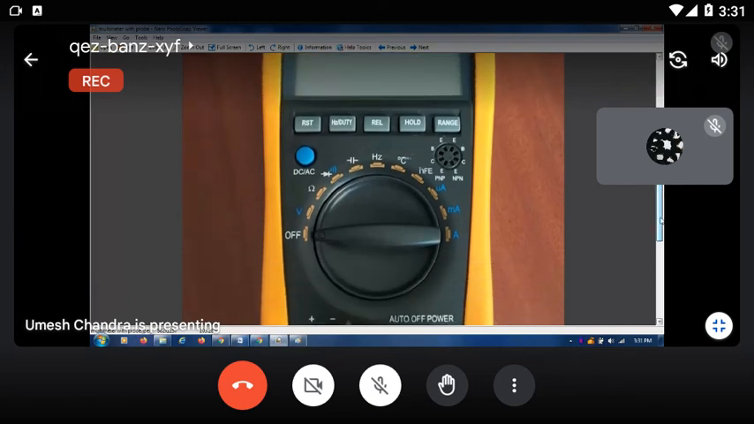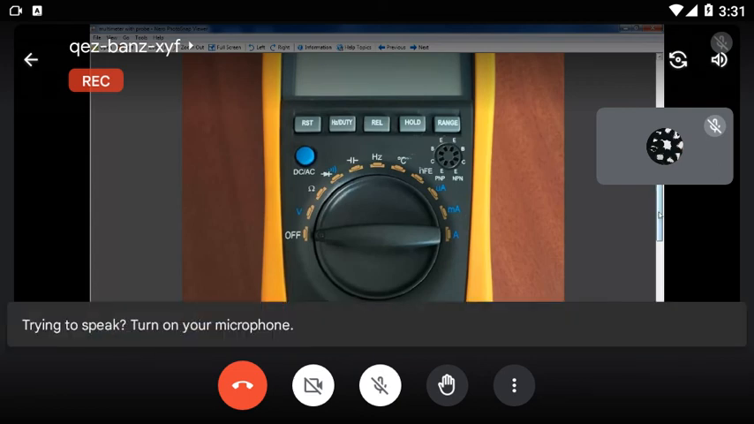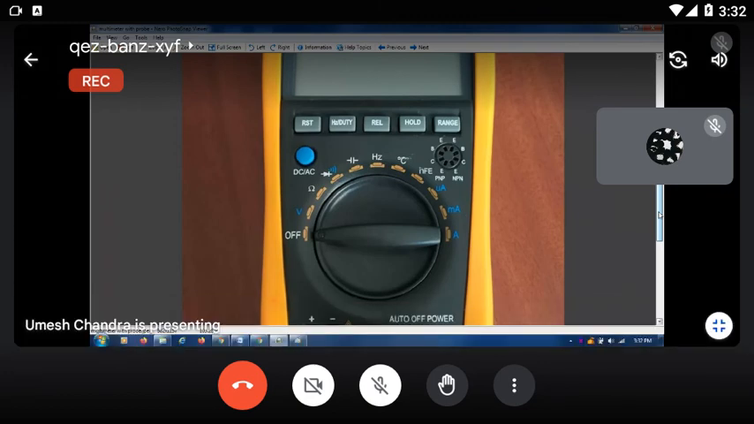Sir, you were telling about the duty cycles. Actually, the multimeter is not able to measure the duty cycle. Frequency is possible, but duty is not possible.